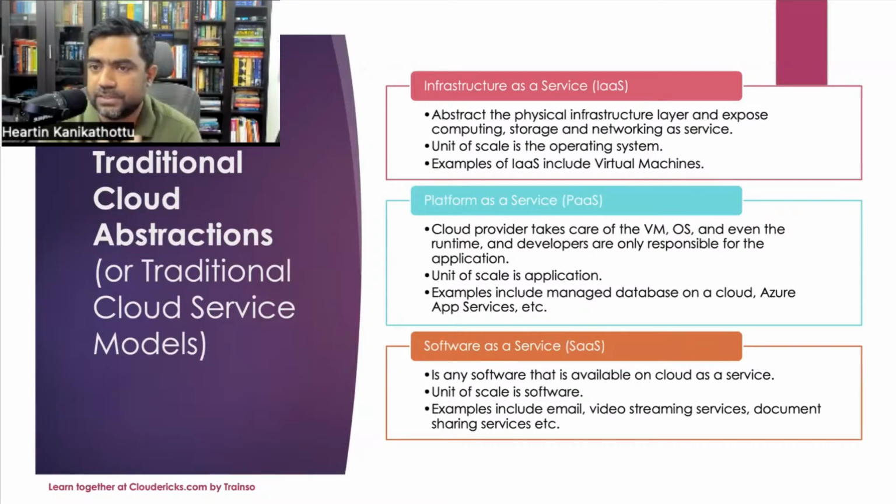What do you mean by infrastructure as a service? When you say infrastructure as a service, it abstracts away the entire physical infrastructure layer and exposes computing, storage, and networking as a service. So now you understand why we learned about parts of a computer, right? These things such as CPU, which comes under computing, or storage, or networking, all these components of that computer that we learned are now virtualized.